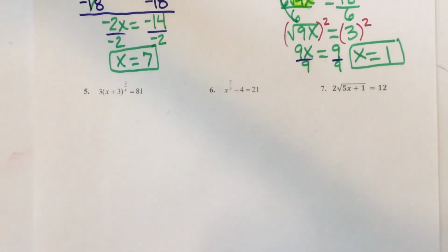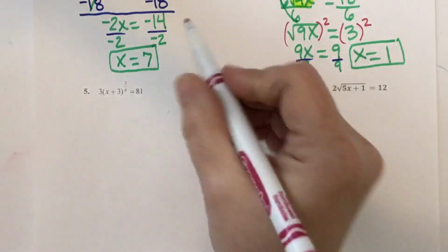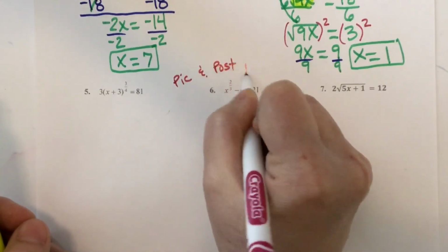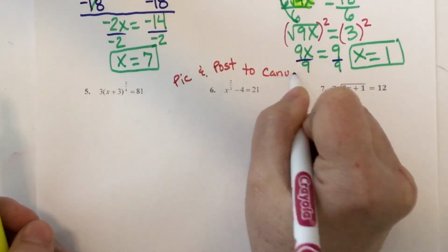All right, so I want you to do these 3 problems for me, and then I want you to take a picture of them, and I want you to post them to Canvas. And then you'll be done for me.